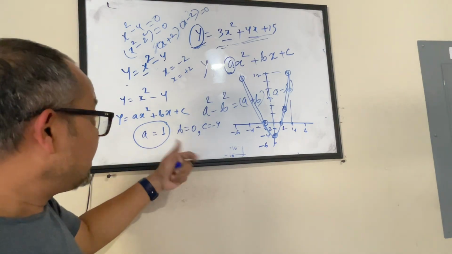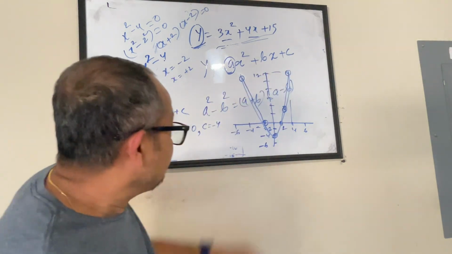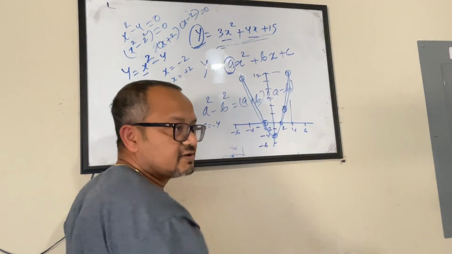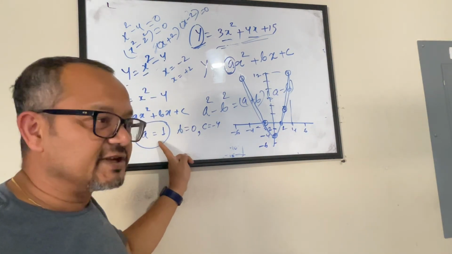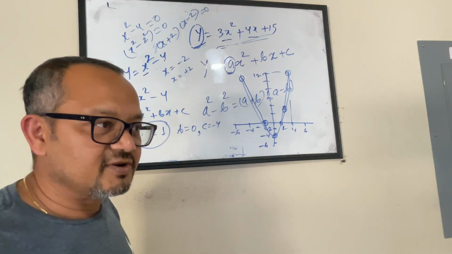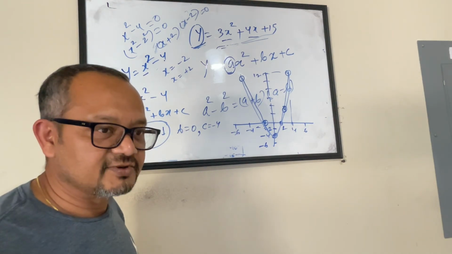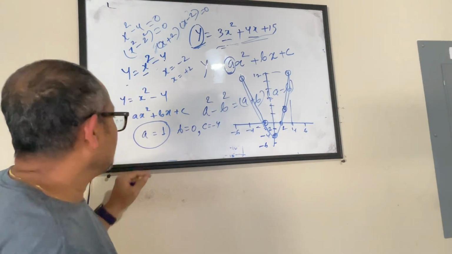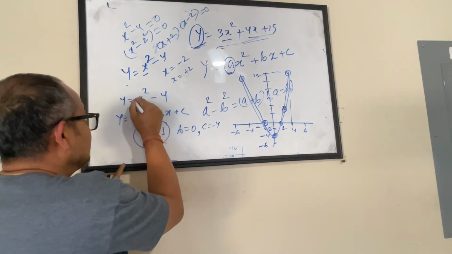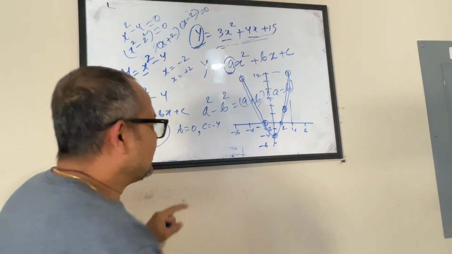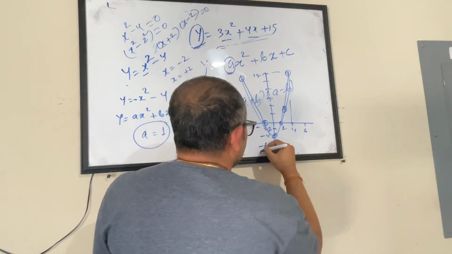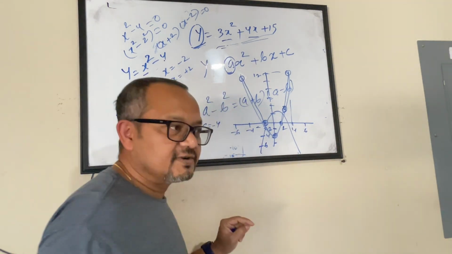Look at this guy, my parabola is facing upward. Do you know why? Because a is a positive number. A is positive, greater than 0. If you really want to mess with this, just change this to minus x squared. You will see the same parabola flips upside down.